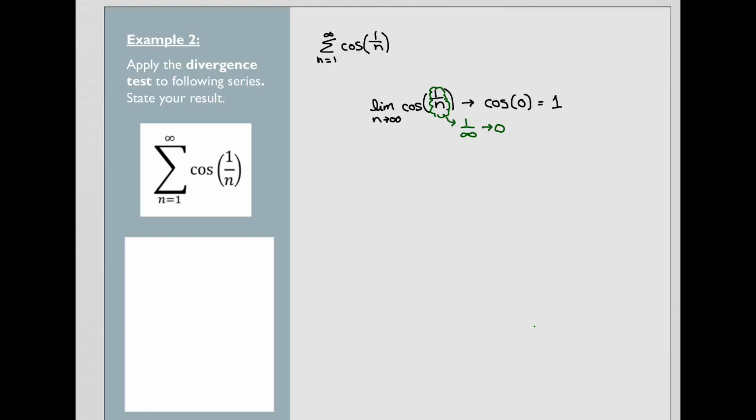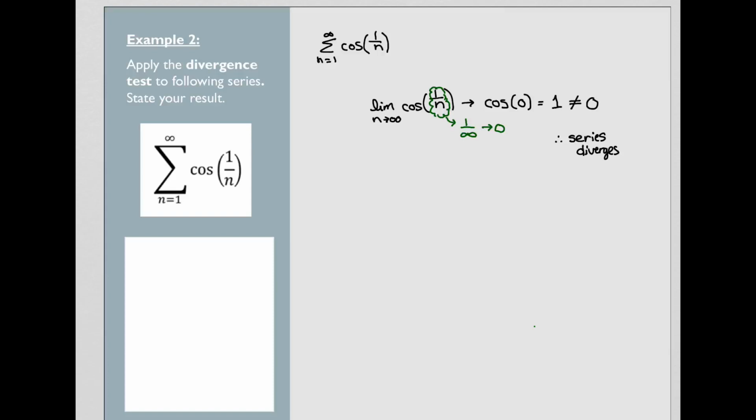And what does that help us do? Well, the nth term divergence test, remember, says that if this limit does not equal 0, the series diverges. That's what the nth term divergence test tells us. The series diverges. That was really simple. So let's write our conclusion.